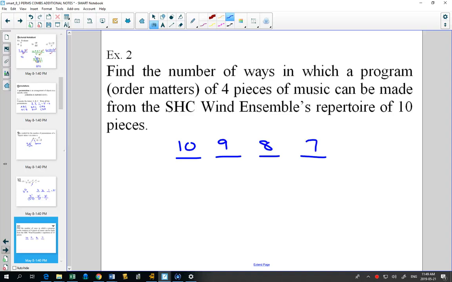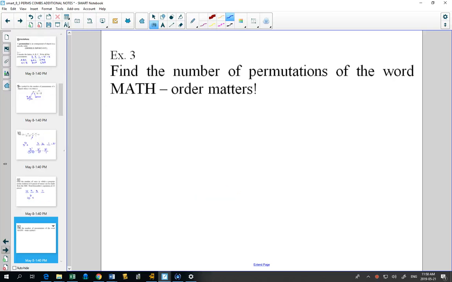If this was a multiple choice question, sometimes they list 10P4 as the answer, to see, do you know the connection between the spaces and permutations? To other permutation questions, number of permutations of the word MATH. Notice all the letters are different. So it's just 4 factorial.